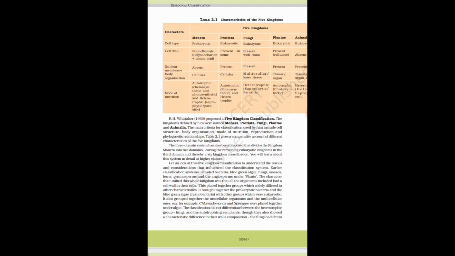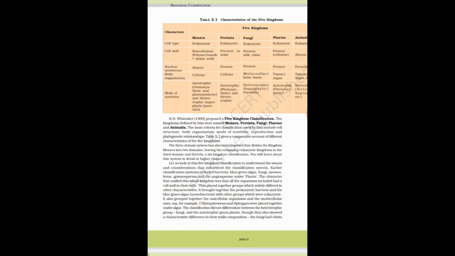The three-domain system has also been proposed that divides the kingdom Monera into two domains, leaving the remaining eukaryote kingdoms in the third domain, and thereby a six-kingdom classification. You will learn about this system in detail in higher classes. Let us look at these five kingdoms to understand the issues and considerations that influence the classification system.